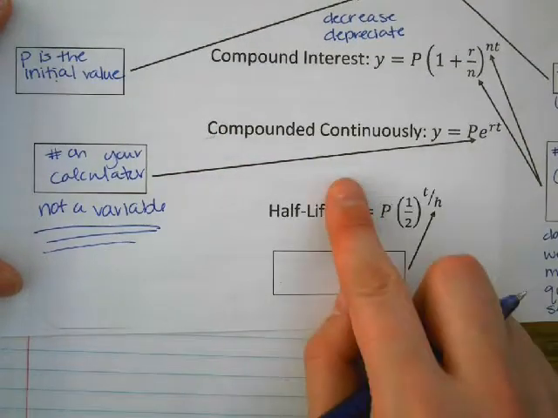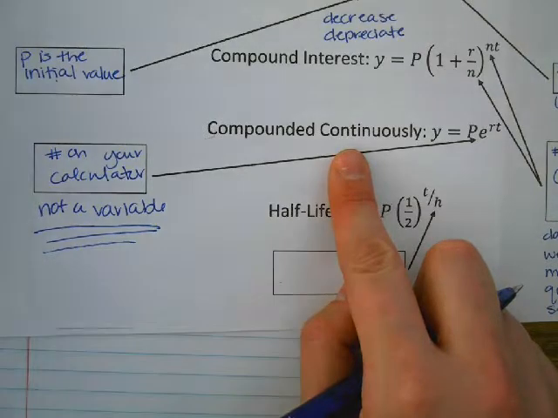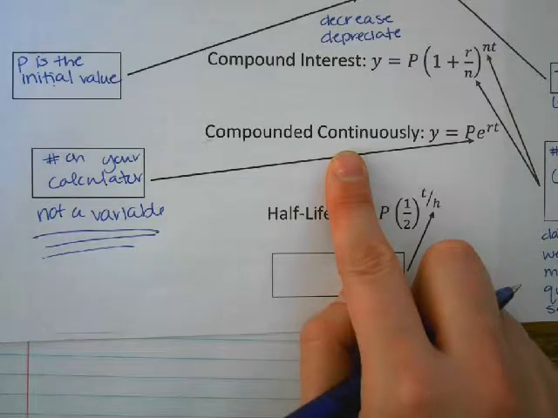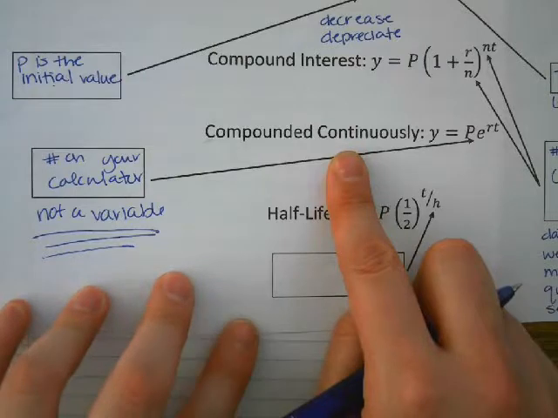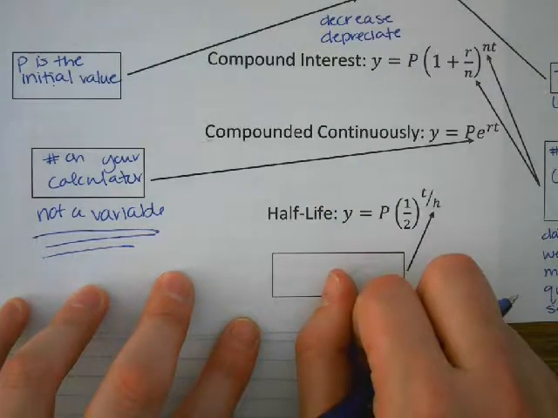So when we do these compounded continuously problems and we are solving for t, you're going to see an ln in the problem instead of a log. So anytime we solve a problem that has an e in it, we're going to see an ln instead of a log.